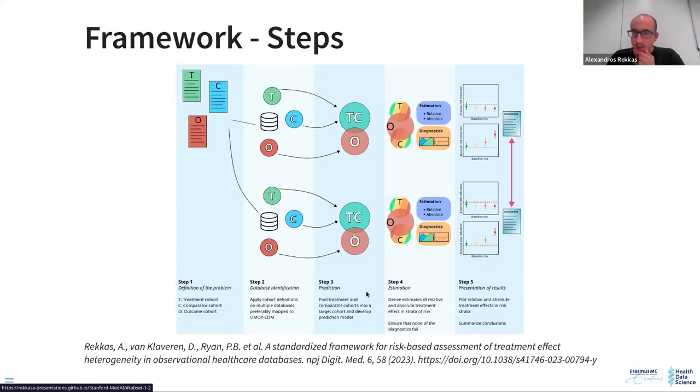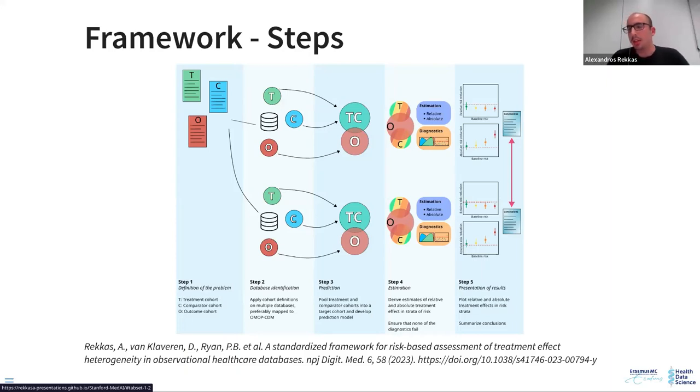In the third step, we carry out our prediction. We do that by pooling the treatment and comparator cohorts into a single cohort, and then we fit the prediction model. This can be any model that you desire. For our case, we're using a package called PatientLevelPrediction, which has been developed by the OHDSI community, and it's compatible with the OMOP common data model, and it provides you a large library of prediction models that you can fit. Usually, we end up using some sort of lasso logistic regression model. We see that this usually works fine, and it's easy to fit.